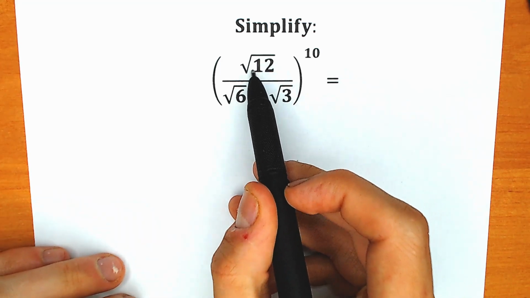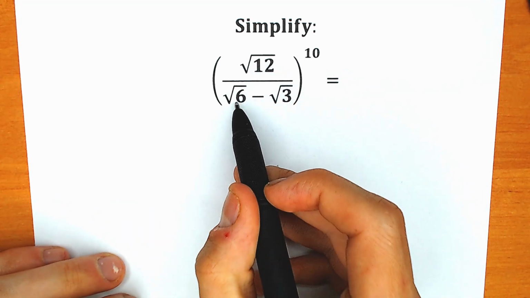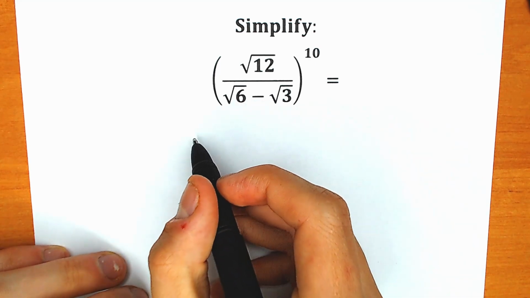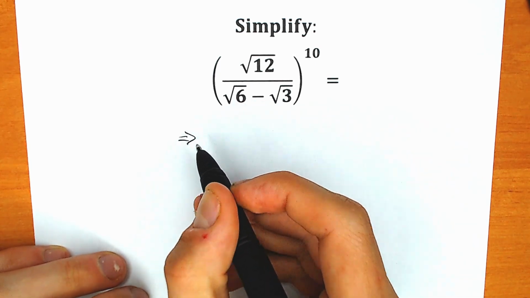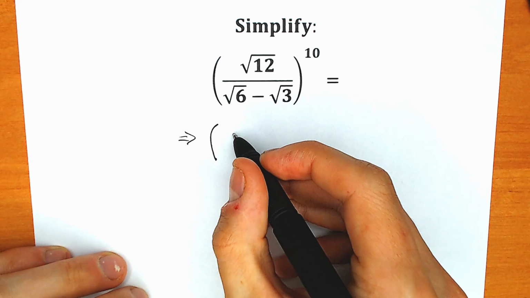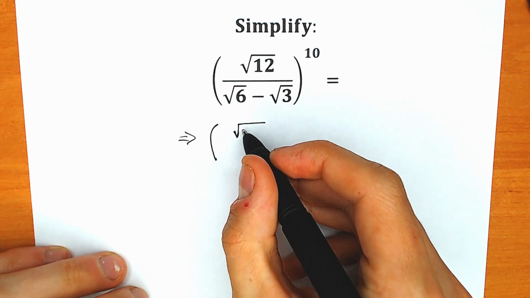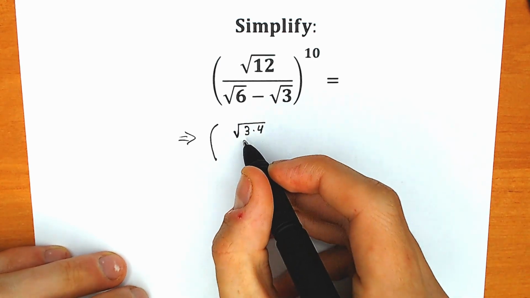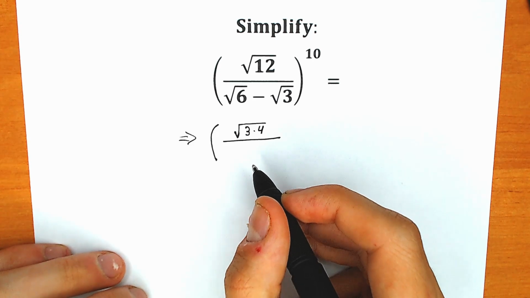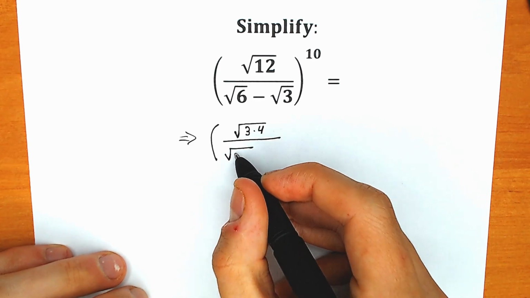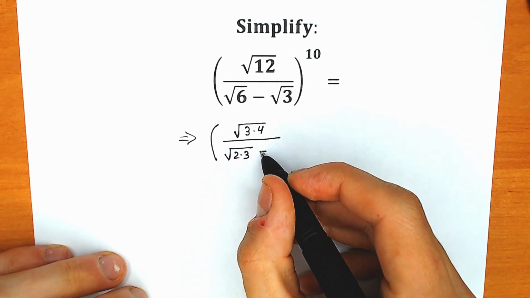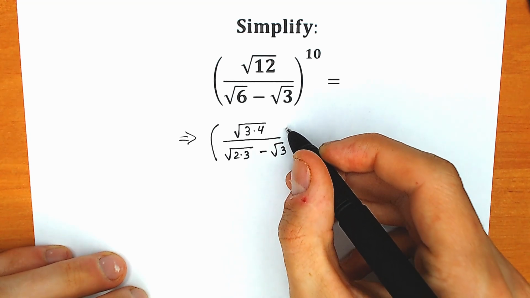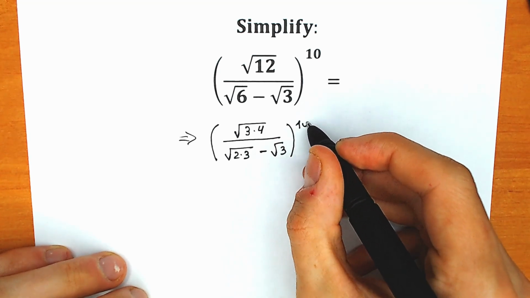First of all, instead of this 12, let's write 3 times 4, and instead of this 6, let's write 2 times 3. So let's do the thing right now. First of all, in our numerator we will have square root of 3 times 4, and in our denominator we will have square root of 2 times 3 minus square root of 3. And of course, don't forget about raising to the power 10.